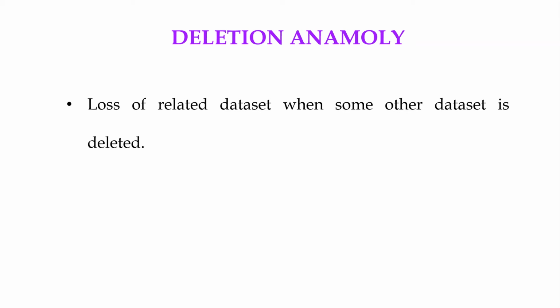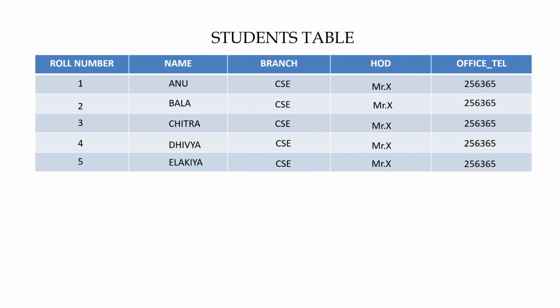Deletion anomaly. Now you have stored all the information in a single table, and if you try to remove some data set, the other data set is also accidentally removed with it. See, in this students table there are 5 attributes. Roll number and name belong to student details, whereas branch, HOD and office telephone number belong to branch details. Now these two different data sets are present in a single table.